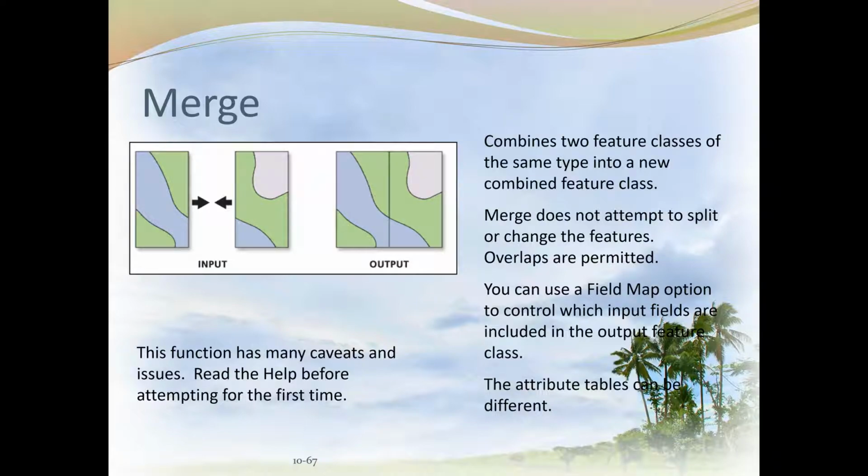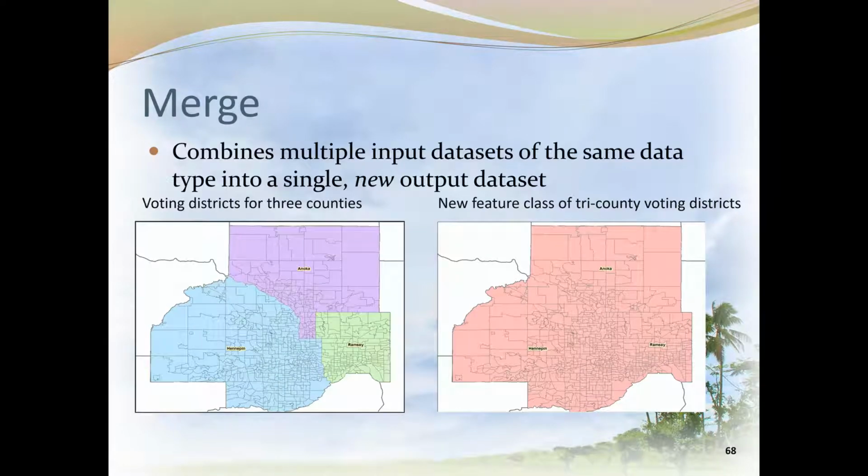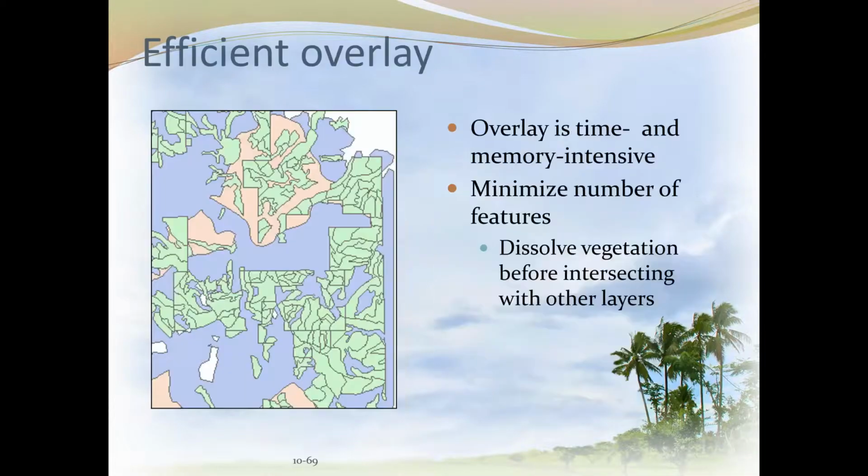And merge. Merge is similar to append, except it creates a new feature class and offers more flexible treatment of the attribute table. Instead of insisting that the two tables match, it allows users to specify fields to include in the output feature class and table. It's just like you add more rows together, kind of like the idea of union. So a merge combines multiple input data sets of the same data type into a single new output data set.